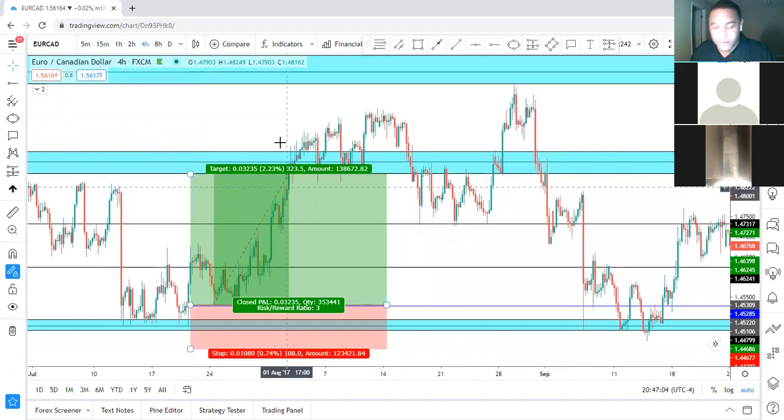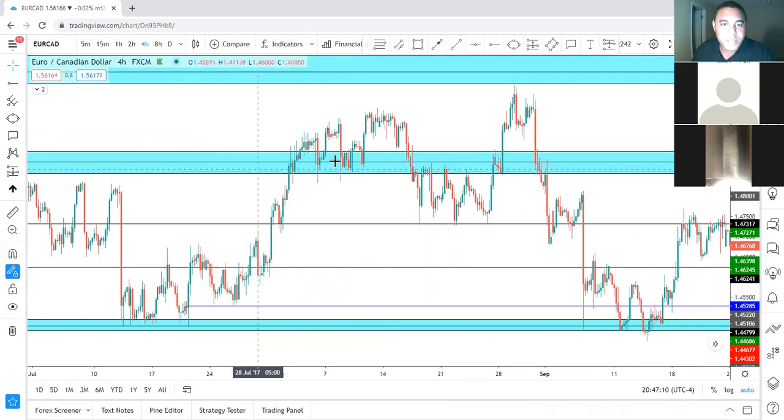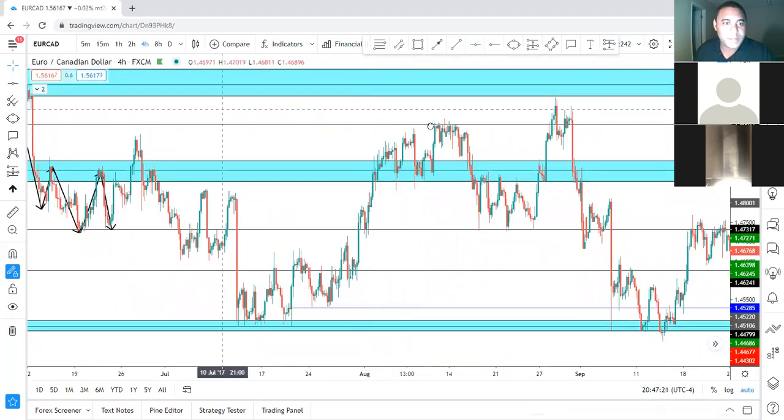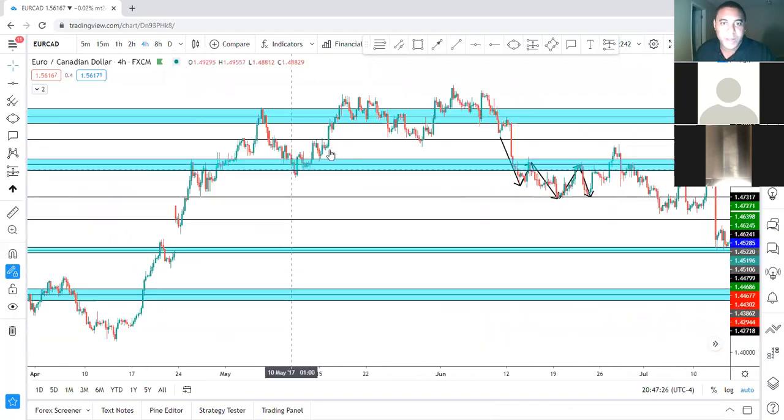Nice long wicks off these areas. Price is showing us it's trying to go down, failing, trying to go down, failing. No doubt that's why price went up higher. Remember, ask yourself why the price struggled to break this area here. We go back in the past, previous resistance. You can see the price found resistance on this area before in the past.